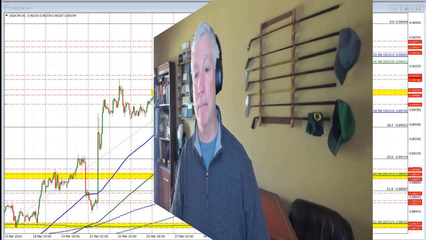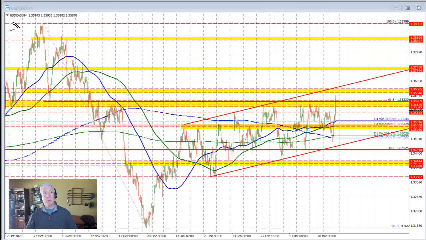Next currency pair I'm going to take a look at is the dollar versus Canada. Take a look at the dollar versus Canada next. And if we look at this from the perspective of the 4-hour chart, the Canadian employment data came in weaker than expected on Friday, and that pushed the dollar Canada to the upside, sharply to the upside.